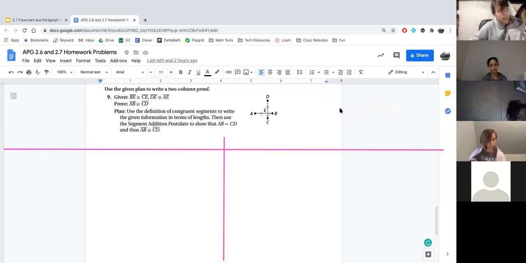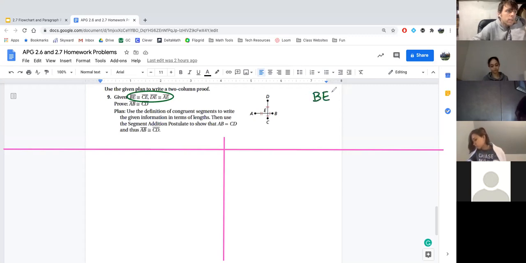Let's go ahead and read the plan and just make sure that it makes sense. So, use the definition of congruent segments to write the given information in terms of lengths. So this first step is taking what we know from the givens, these things right here, and changing them into equal instead of congruent. So when we say that BE is congruent to CE, you can also say that BE equals CE.